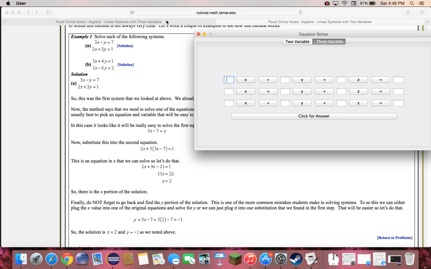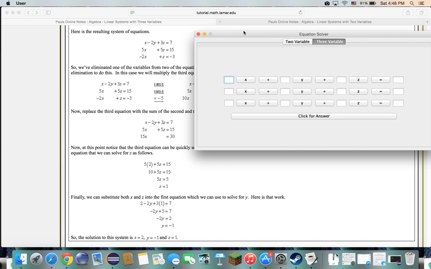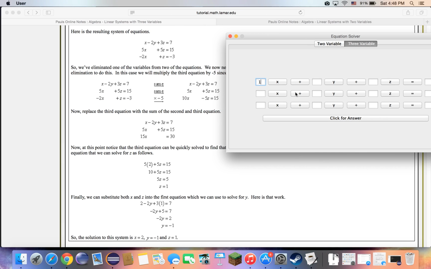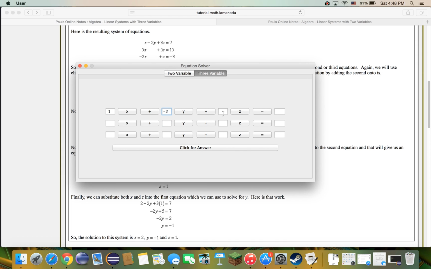So I have another tab from the same website, and they have another example equation here. So let's just see what we get. So x, which is just 1x, minus 2y, I'm going to put this here, minus 2y plus 3z equals 7, and then we have 5x plus no y, so just 0y, plus 5z equals 15, and negative 2x plus 0y, because there's no y there, plus 1z, or just z, equals negative 3.